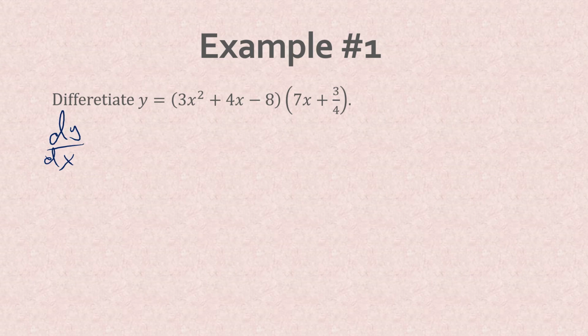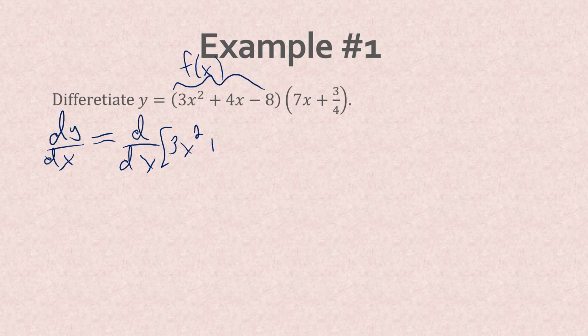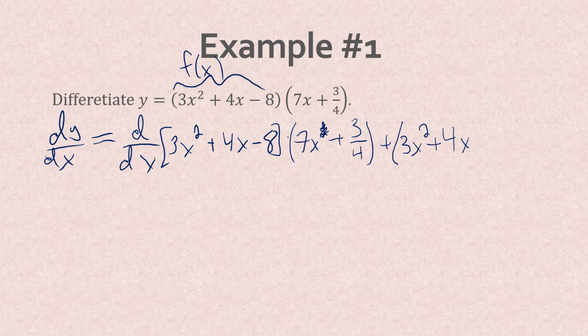dy/dx would be given by the derivative of the first, or what we called f, so the derivative of 3x² + 4x − 8, times the second, 7x, no square, just 7x, plus 3/4, plus the first, 3x² + 4x − 8, times the derivative of the second, so 7x + 3/4.